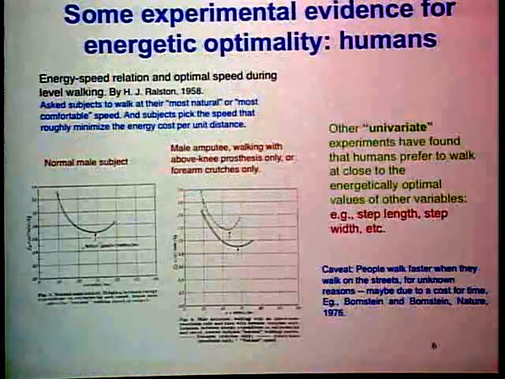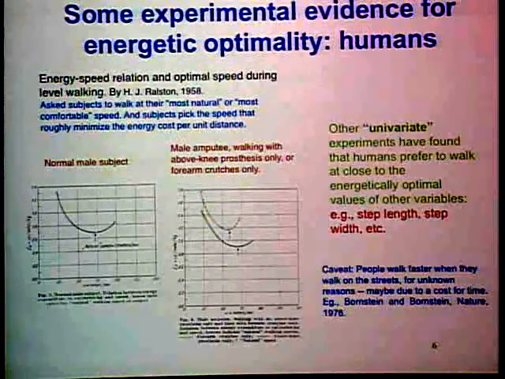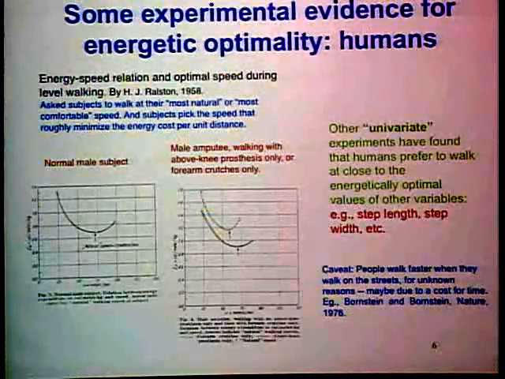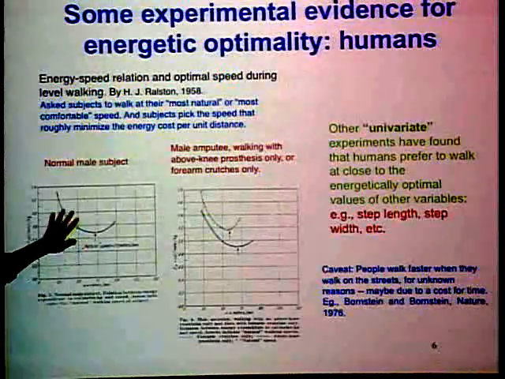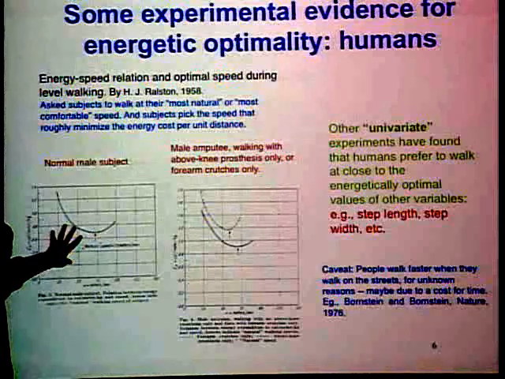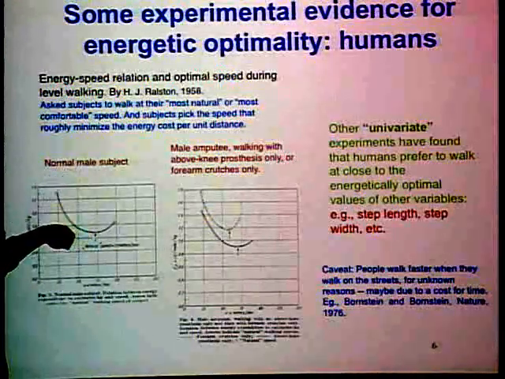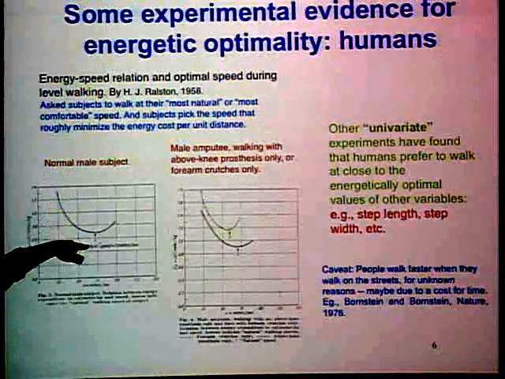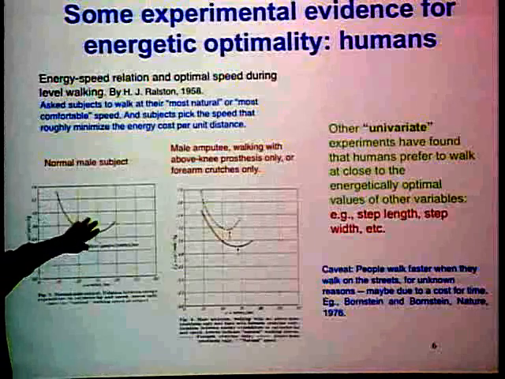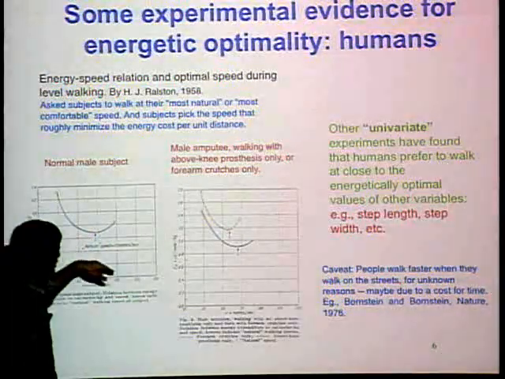Okay, so moving right along. There's a bunch of different pieces of evidence for this energy optimality. The first few experiments were done by Ralston, where he asked people to walk very naturally, and then they found that the speed at which people walk naturally roughly corresponds to the minimum of this cost.